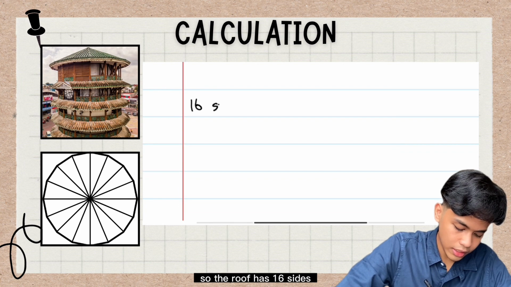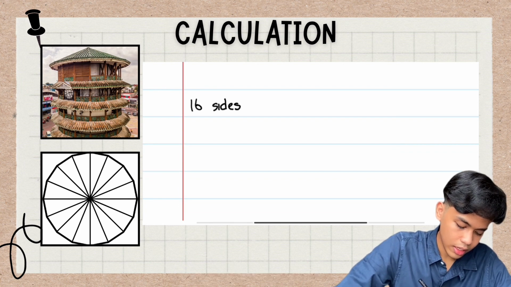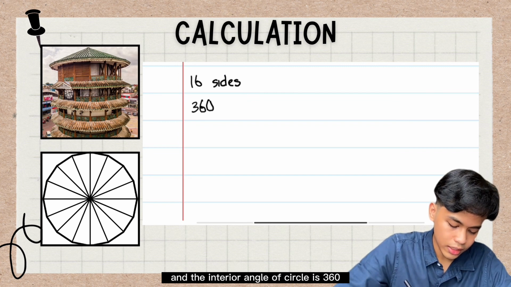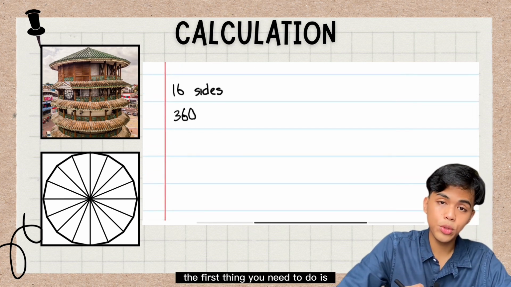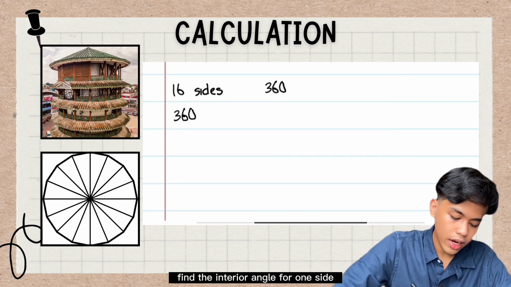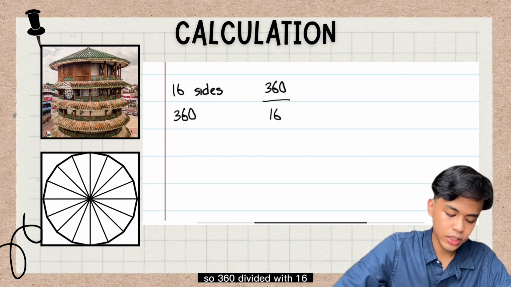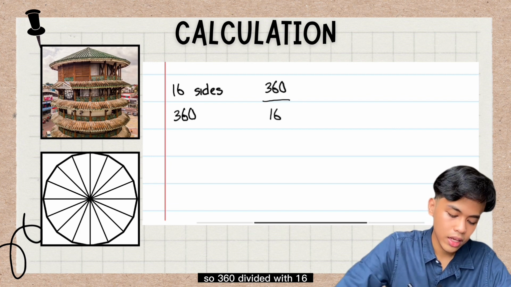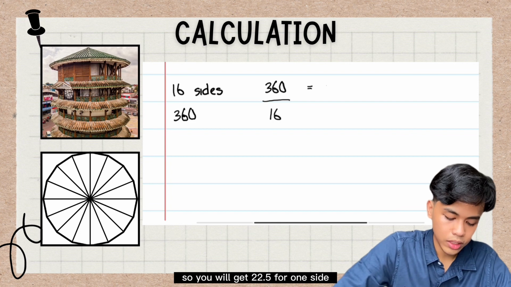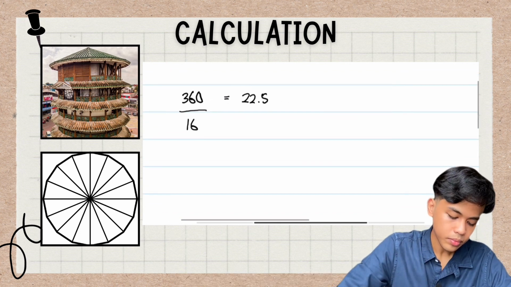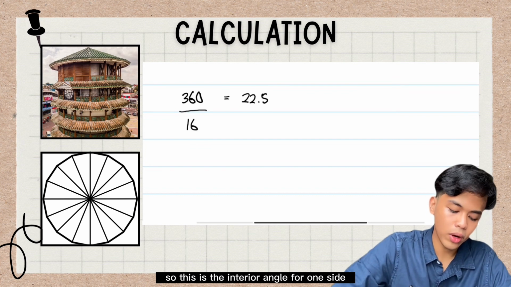So the roof has 16 sides and the angle of a circle is 360. The first thing you need to do is find the interior angle for one side. So 360 divided by 16. You will get 22.5 for one side. So this is the interior angle for one side.